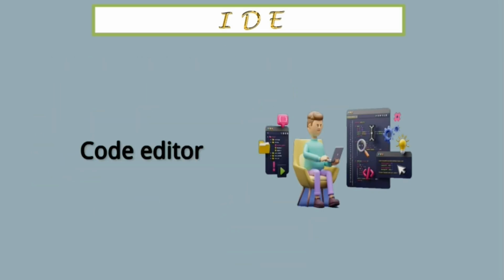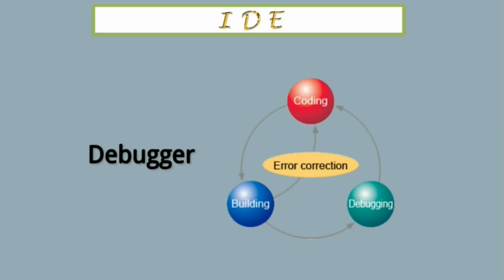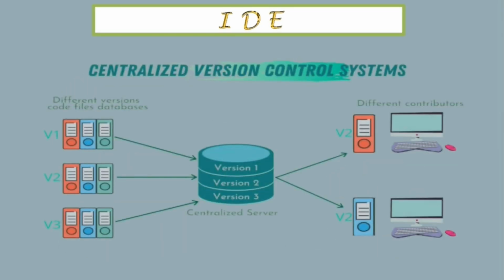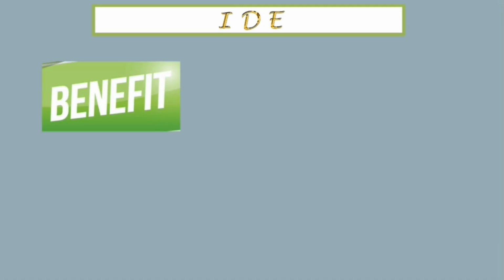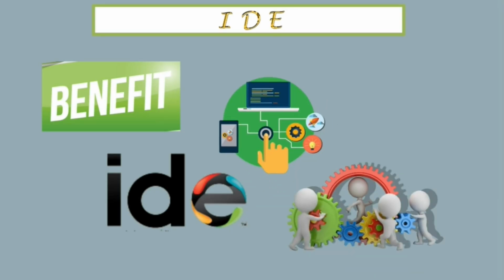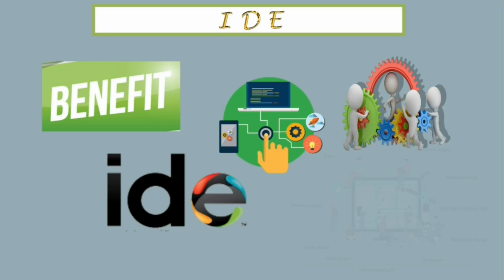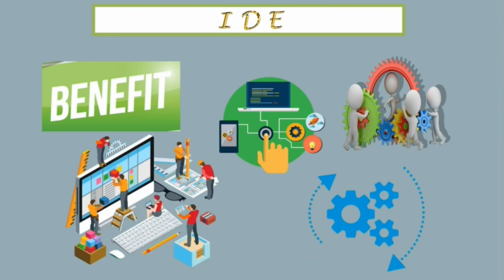IDEs typically include a code editor, a compiler or interpreter, and a debugger. They also offer additional features such as source code management systems, version control systems, and build automation tools. The main advantage of using an IDE is that it provides a single, unified interface for all tasks involved in software development. Now, this saves time and effort as developers do not need to switch between different tools or environments for various stages of the development process.